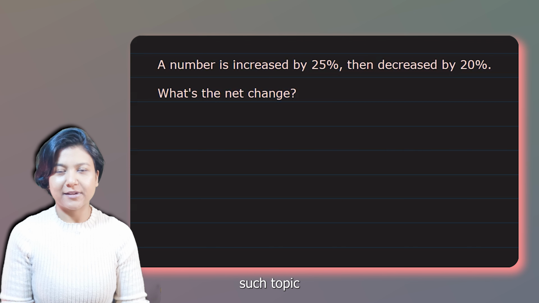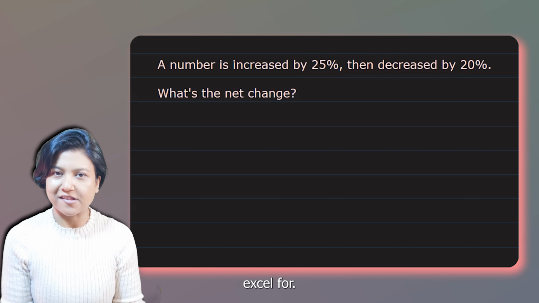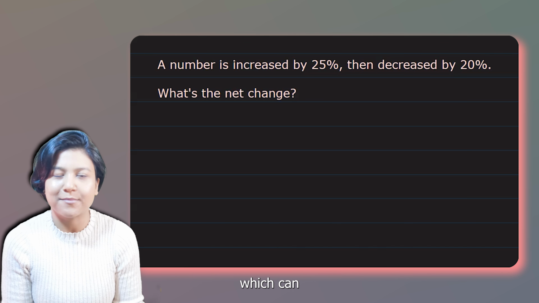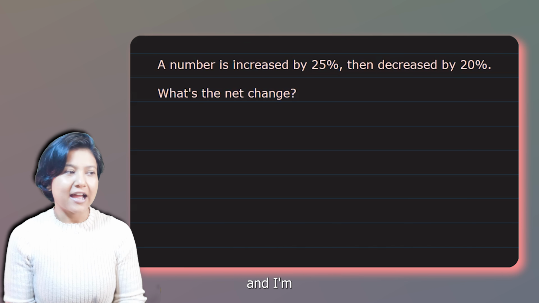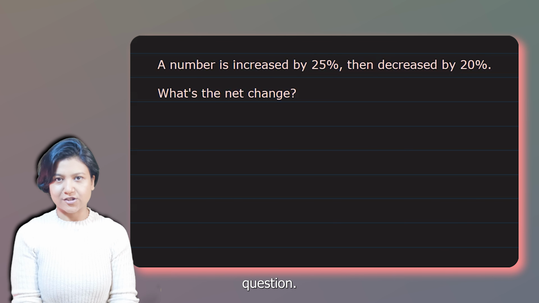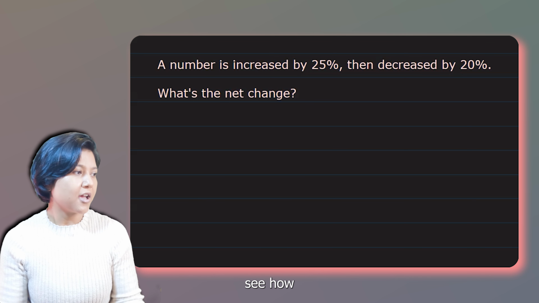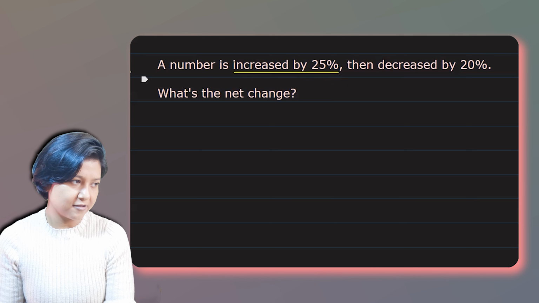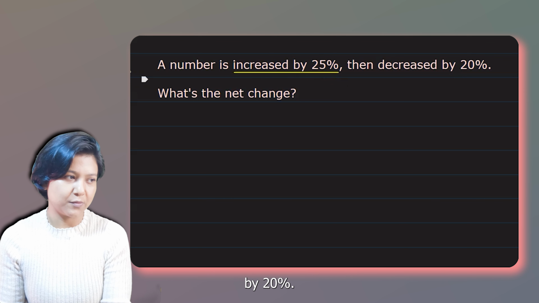Percentage was one such topic which you want to definitely excel for SAT. It's an easy topic, but yet there are some questions which can be confusing. And I'm going to show you how the answer is not 5% for this special question. Let's see how. A number is increased by 25% and then decreased by 20%.